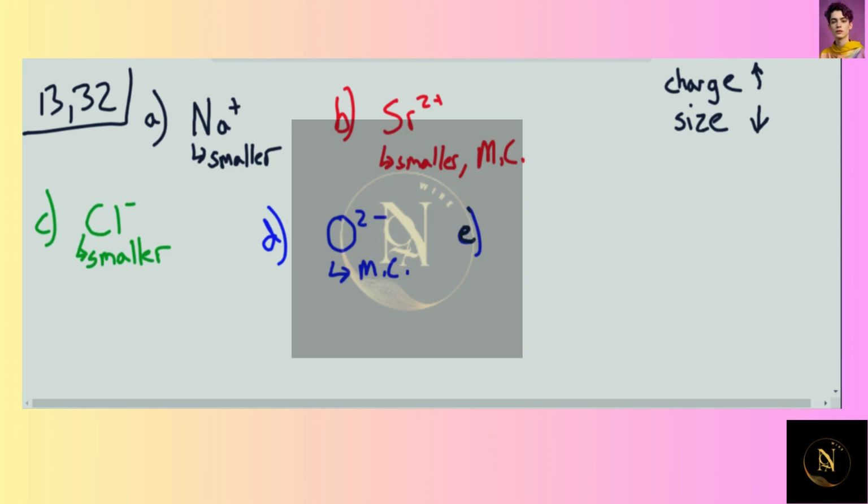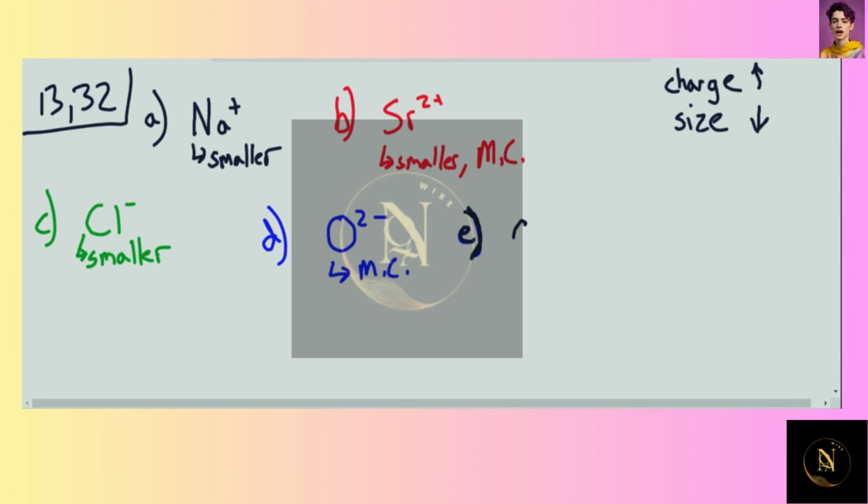So let's go back to black for E. In part E, we're given hydroxide or SH minus, the sulfur analog of hydroxide. So we have the same charge for both of them. Both of them are one negative charge.